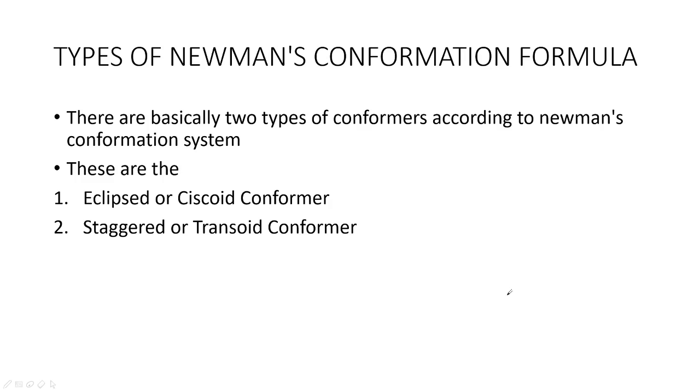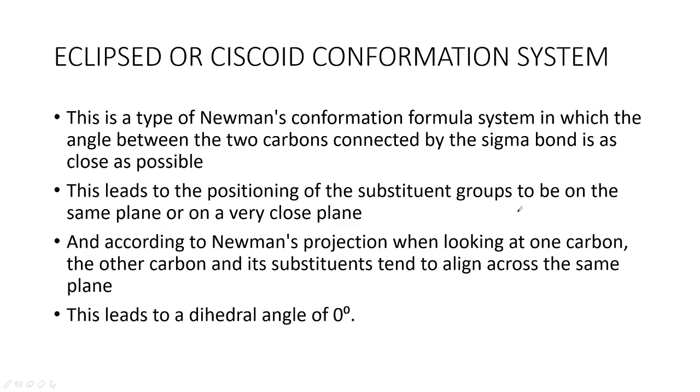Now, types of Newman conformation formulas. There are basically two types of conformers according to the Newman conformation system. These are the eclipsed or the cisoid conformer and the staggered or the transoid conformer. Another name for this staggered or transoid conformer is the skewed conformer. So, now the eclipsed or the cisoid conformation system.